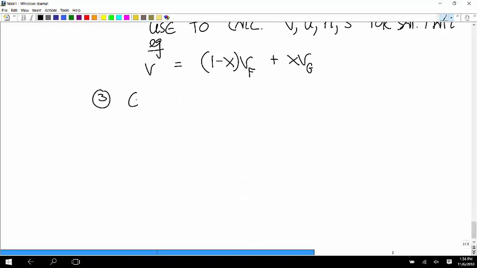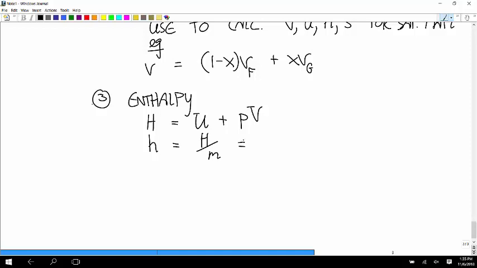And next, I introduced enthalpy. Enthalpy is equal to the internal energy plus the pressure times the total volume, as units of energy. And the specific enthalpy is the total enthalpy over m, and that's also equal to the specific internal energy plus the pressure times the specific volume.